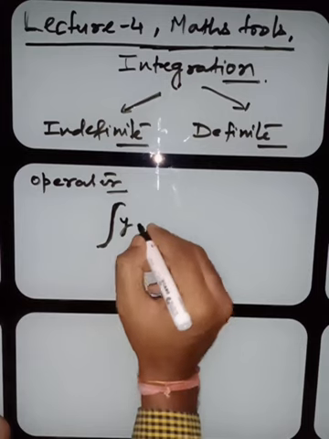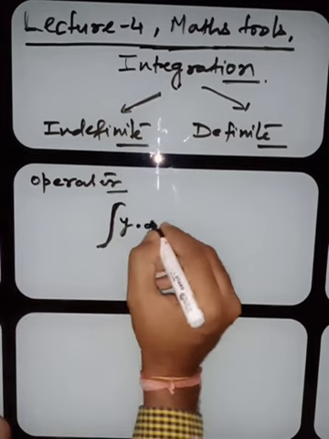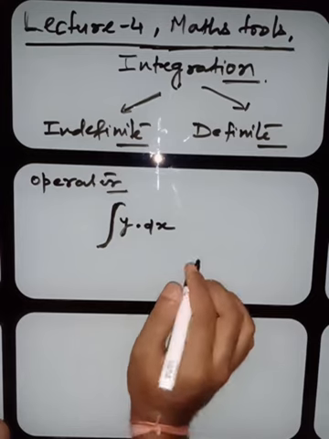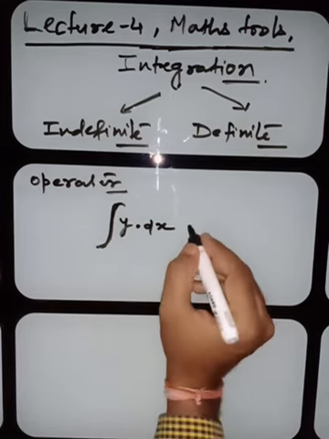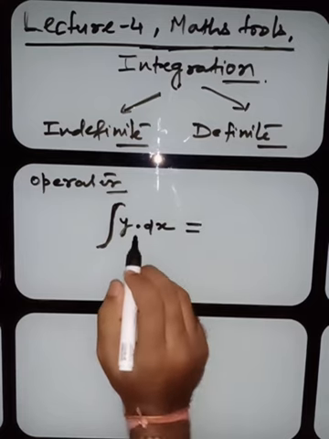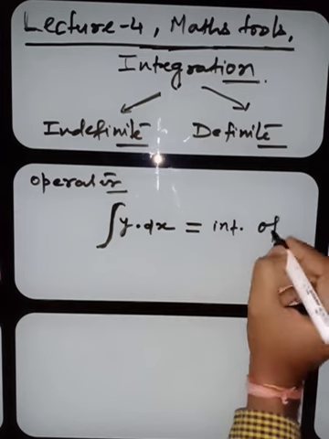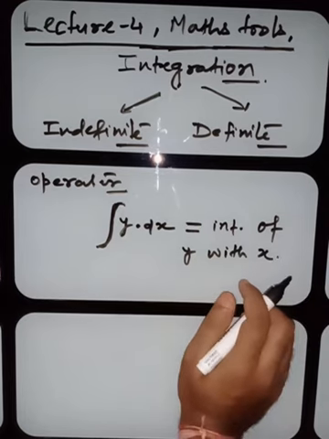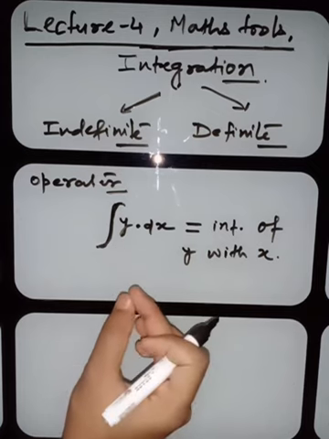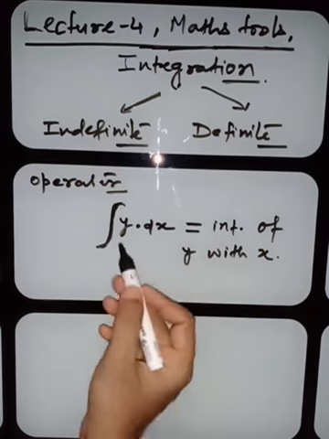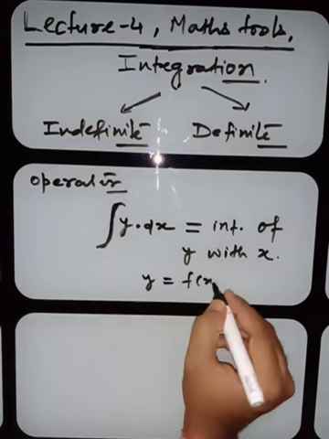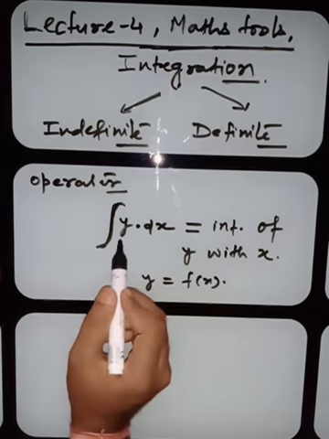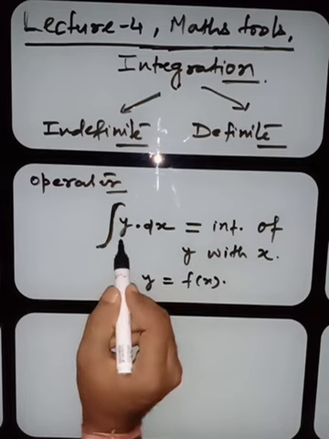And here is any function y, and with which function you want to integrate, it is dx. This is simply the operator of integration. What you will call this one, my dear students, is integration of y with x. Okay, with x, not with respect to x, with x. With x you have to integrate this function y. It means y will be a function of what? x. If any function is not of x and you have to integrate with x, then this will be considered as a constant. Okay, my dear students, yes, this will be considered as a constant.